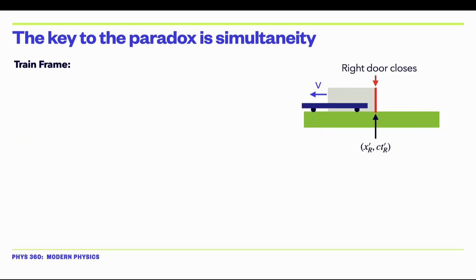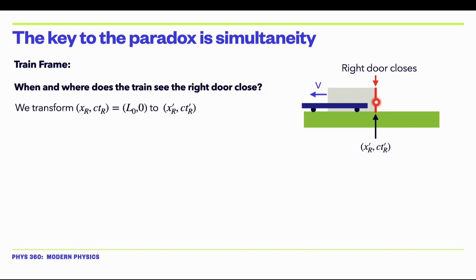Okay, now the question is, when does the right door to the tunnel close? The space-time coordinates in the tunnel frame of that right door closing we found were L0, comma 0. So we're going to use the Lorentz transformations to plug in L0 for x, 0 for t.